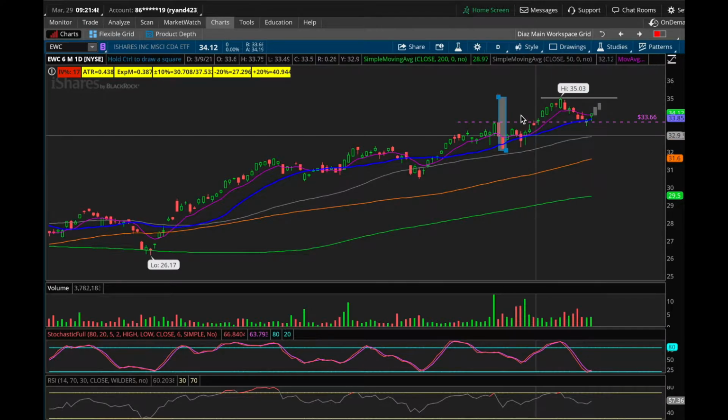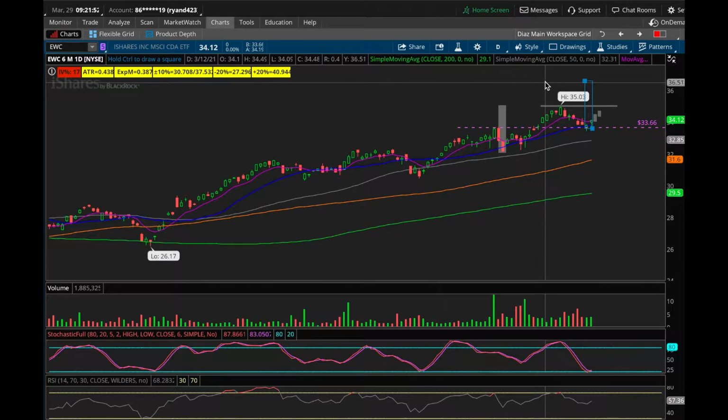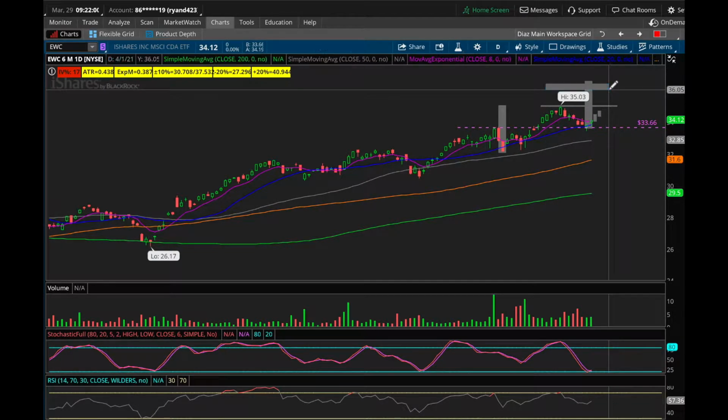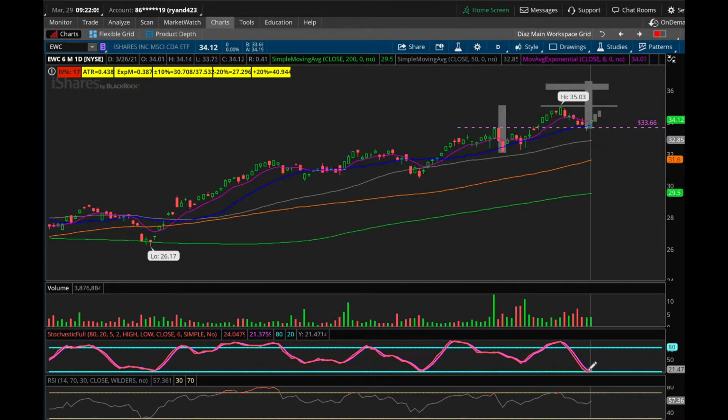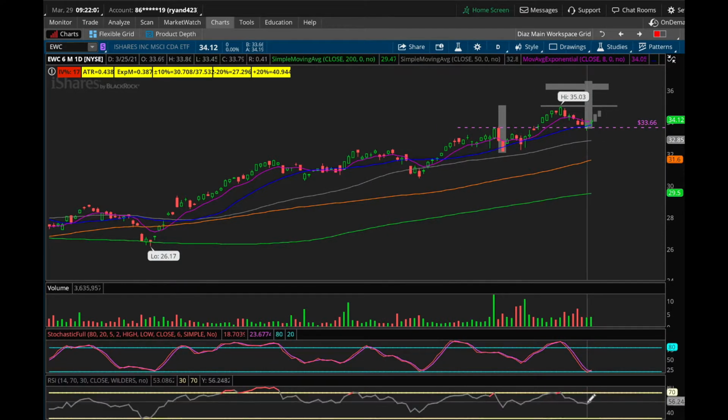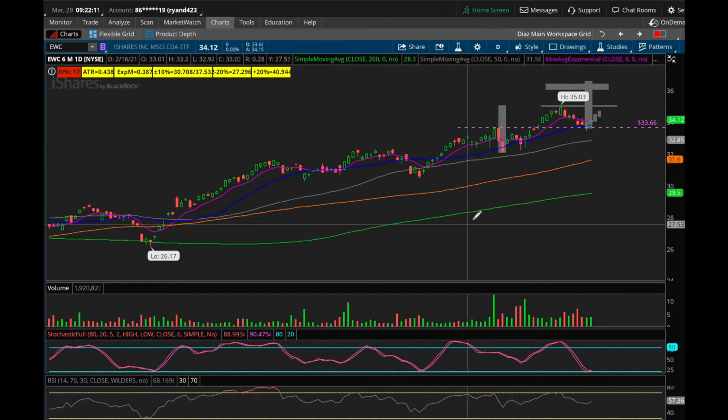Duplicate this. Could be somewhere around 36. But of course we want to get out below a psychological level. So we're probably going to get out somewhere around 36 bucks, 35.98. Something around those lines. Also stochastic, we have it in an oversold position. RSI is below 60, which means that it still has some room to go. So based on some technical analysis, we can justify ourselves and talk ourselves into this trade.